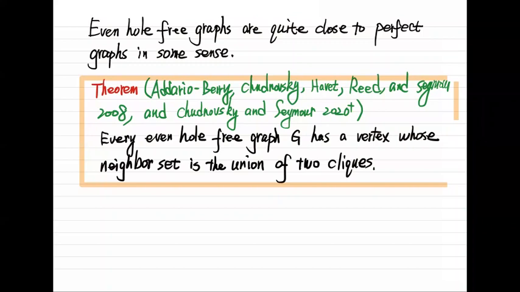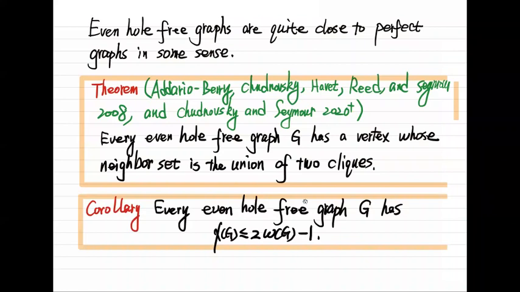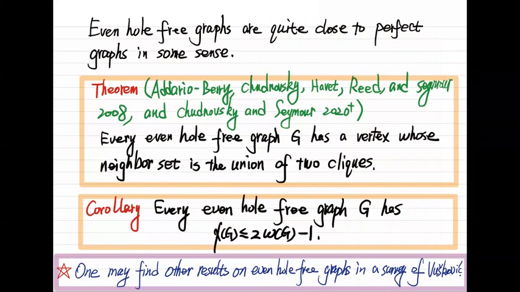From this theorem, we see that every even hole-free graph is 2 times omega(G) minus 1 degenerate. And heuristically, we see that every even hole-free graph has chromatic number less than 2 times its clique number. There is a very nice survey on even hole-free graphs due to Vušković, and you can find many other results on structural properties and some other results.